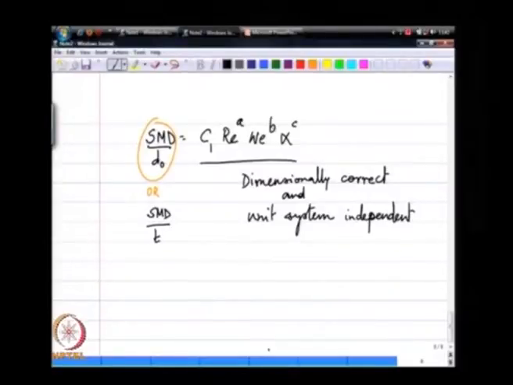Because I can choose whatever system of units for the dimensional quantities, the Reynolds number comes out to be the same. Now, there are different studies out there where you can take a wide range of spray measurements and correlate this quantity SMD over D0 or SMD over T plotted versus Re and Weber number and alpha, and these coefficients C1, A, B and C can be obtained through regression.